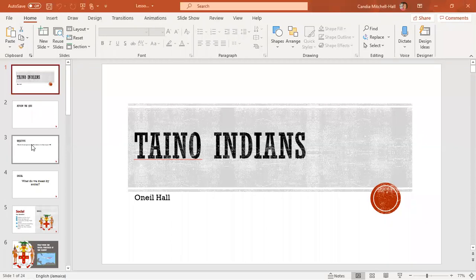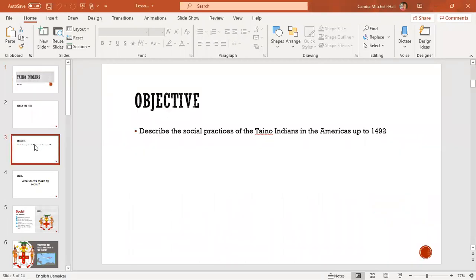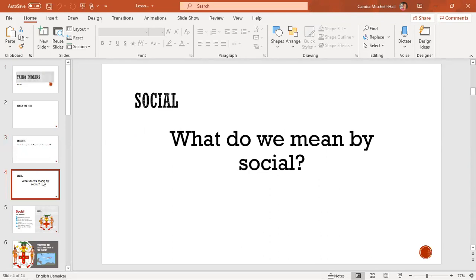All right, so our objective for this class is to describe the social practices of the Taino Indians in the Americas up to 1492. What do we mean by social practices? When we talk about social, what are the things we are looking for? There's no right or wrong answer. Just tell me what you think. When you hear the word social, what does it have to do with? Interaction. Livelihood. Leadership. If you hear the word leadership, what comes to mind? Government. Political. So it would fall under political, right?